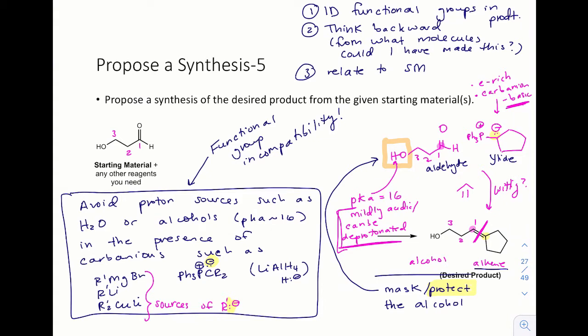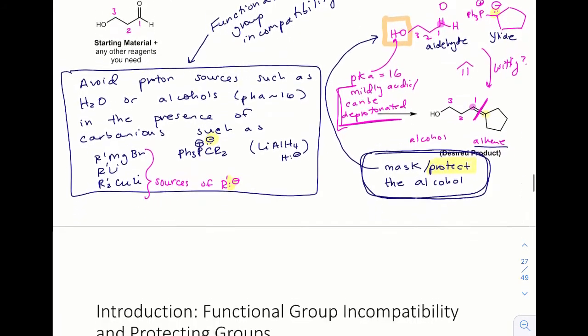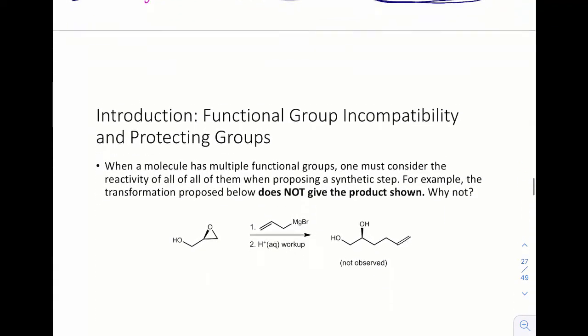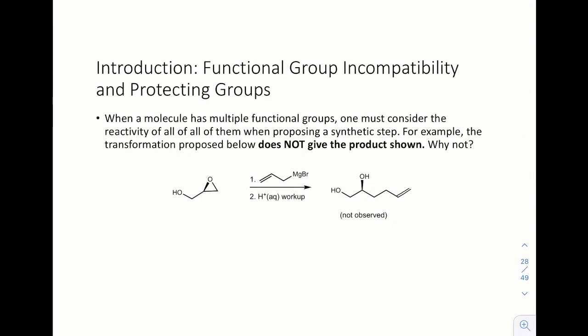Before we learn how to hide, mask, protect the alcohol, let's take a look at one more example where this might be necessary. We now know that when a molecule has multiple functional groups, one must consider the reactivity of all of those functional groups when proposing a synthetic step. For example, the transformation proposed below does not give the product shown.